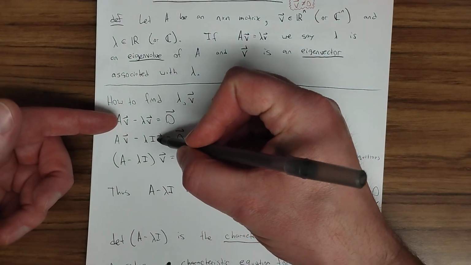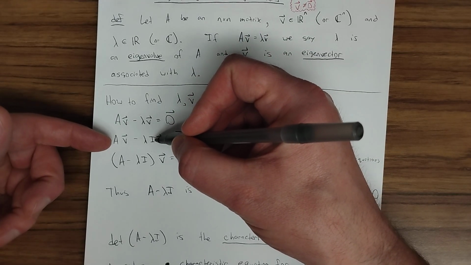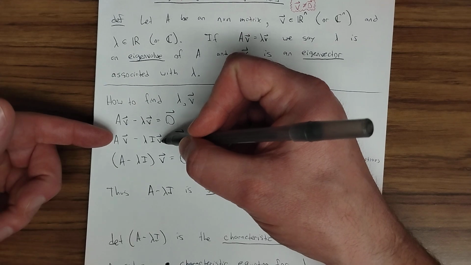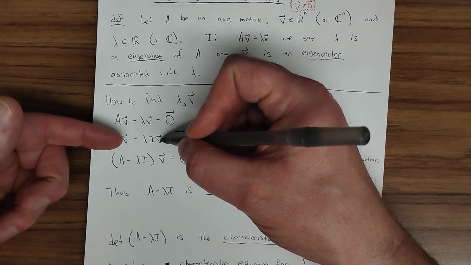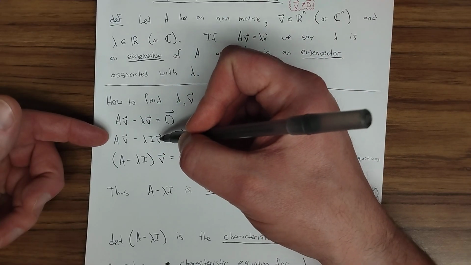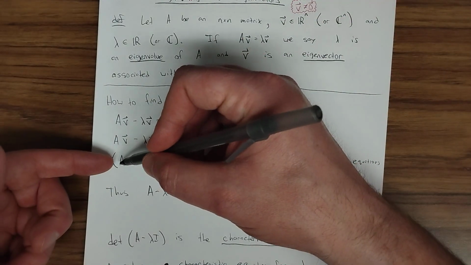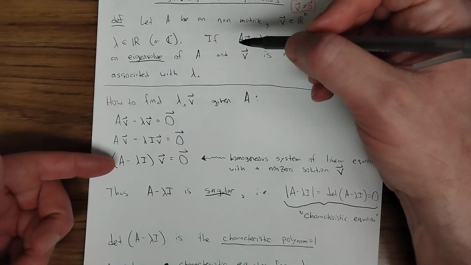Then I'm going to sneak the identity matrix in there, because the identity matrix doesn't do anything, so I can do that. And why would I do such a thing? It's so I can pull V out, because both of these terms have a V on the right, so I can pull V out on the right. And then what I have inside is A minus lambda times I.